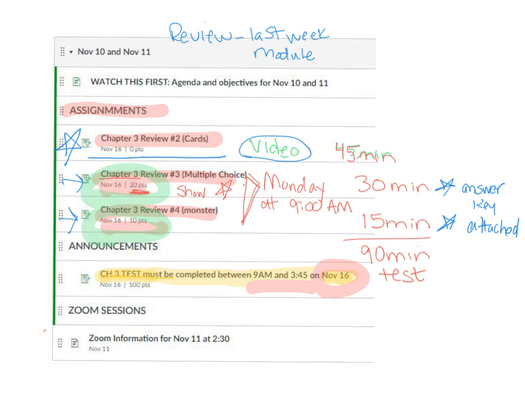We will have a Zoom session this Wednesday, November 11th, at 2:30. So if you've gone through and completed these reviews and you have questions, then jump on the Zoom at 2:30 and we'll get those questions answered. But you need to be ready on Monday. If someone sees that there is a huge conflict there, you need to message me now. I'm really trying to stick to it: it must be completed on Monday between those times.